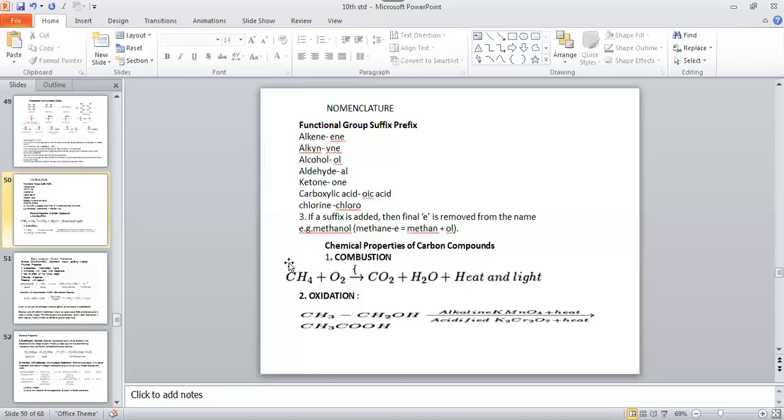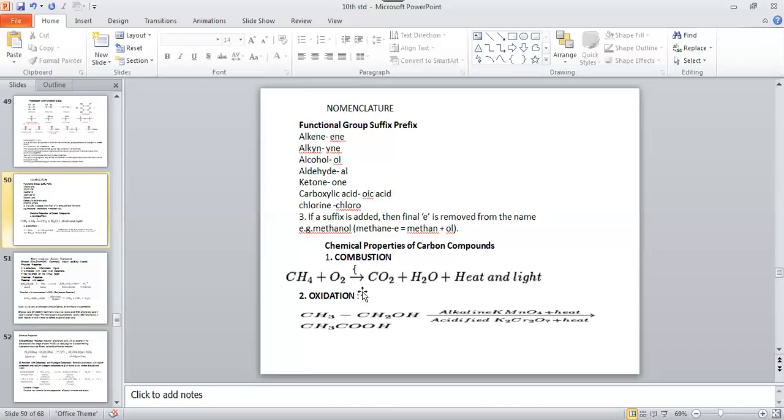Then chemical properties of carbon compounds. The first property is combustion. This is methane, having molecular formula CH4. Combustion means reaction with oxygen. It gives carbon dioxide and H2O. For balancing this equation, two H2O molecules are given out and two O2 molecules take part in the reaction. Heat and light are given out during this reaction. This is called a combustion reaction.